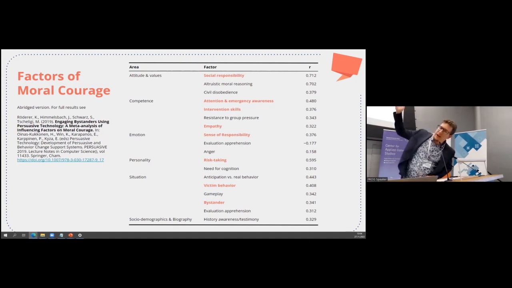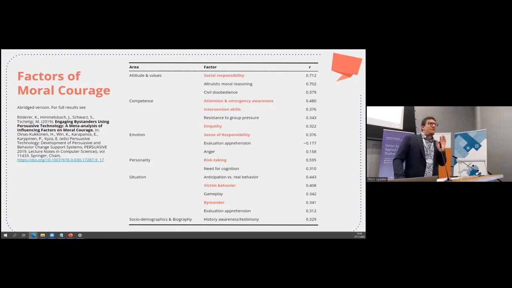So you can see things like, I have to turn around because it's so small here, things like social responsibility, attention and emergency awareness, intervention skills, empathy. So we filtered out those that would actually work in a game concept, things that you can represent in a game design and things that you can make playable, so to speak. If you're wondering why gameplay is not one of the factors, it has a little bit of a different connotation in this context. It's not actual gameplay, having games, but more how situations pan out.